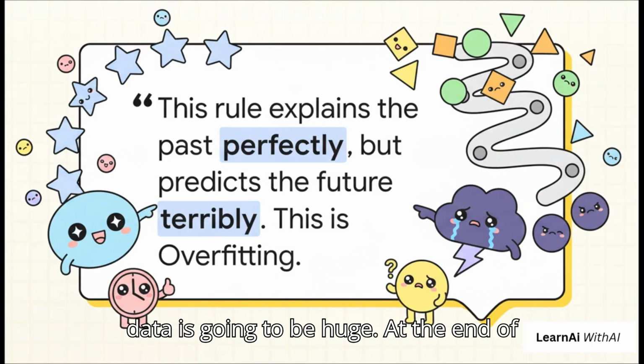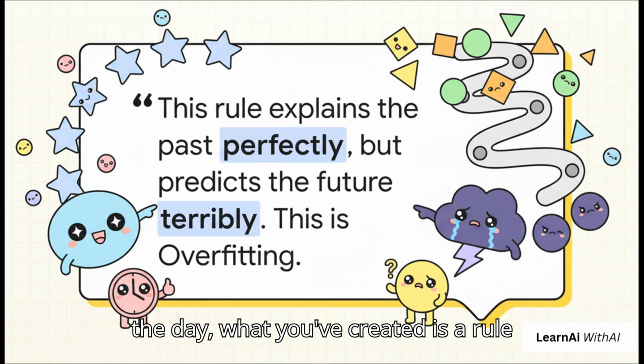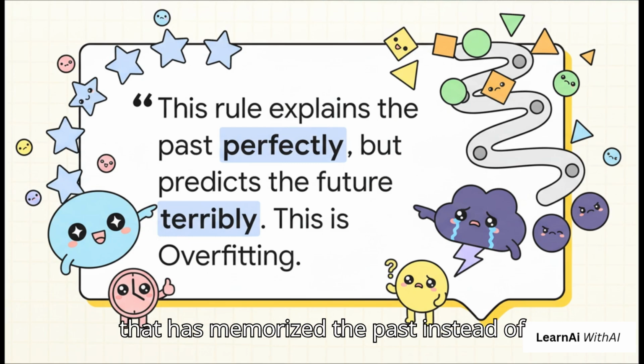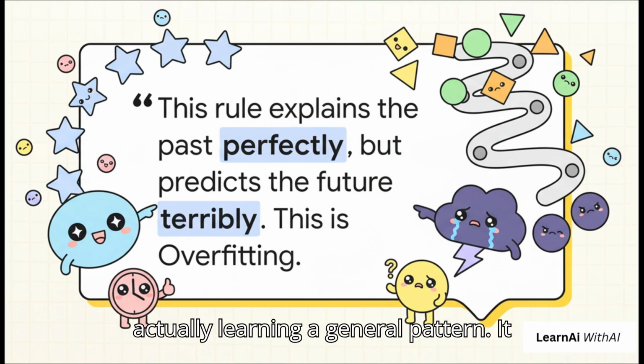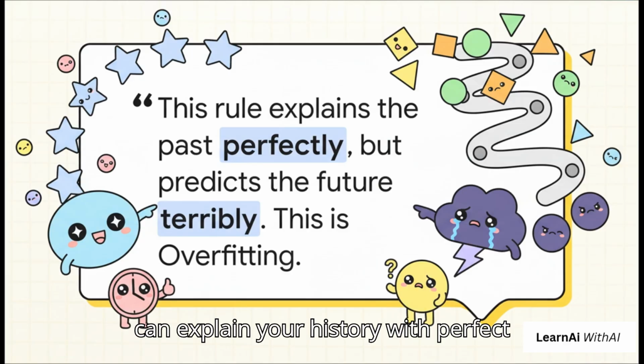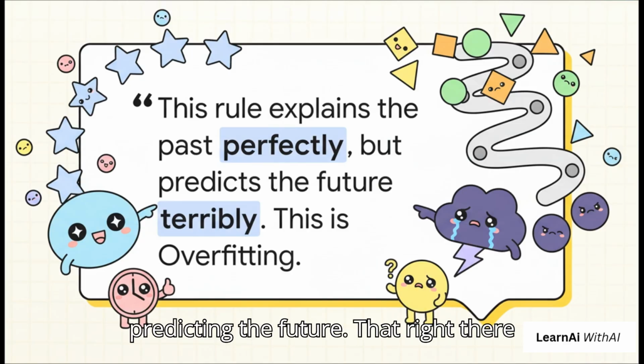At the end of the day, what you've created is a rule that has memorized the past instead of actually learning a general pattern. It can explain your history with perfect accuracy, but it's completely awful at predicting the future.